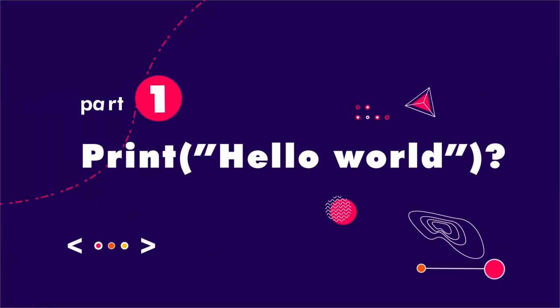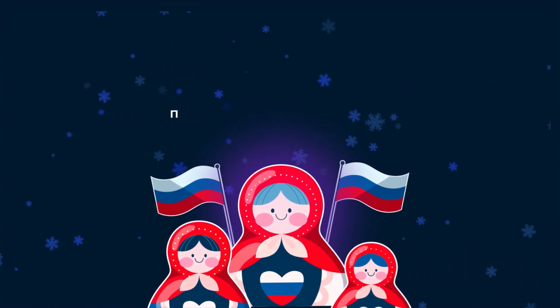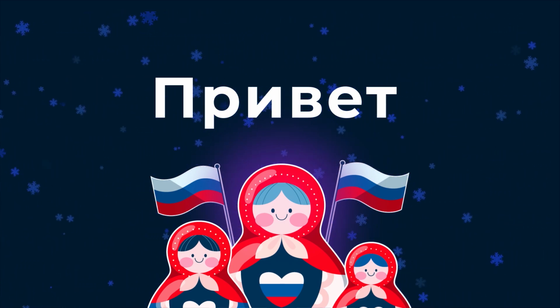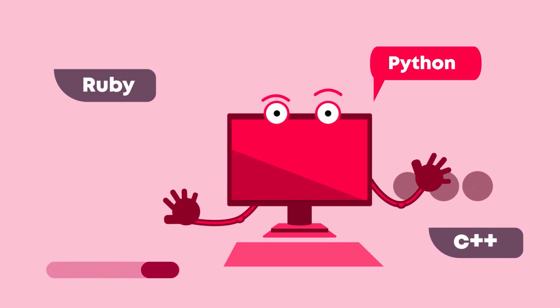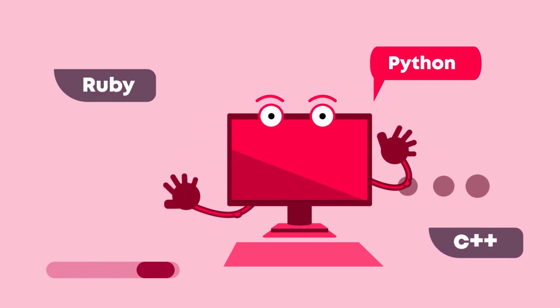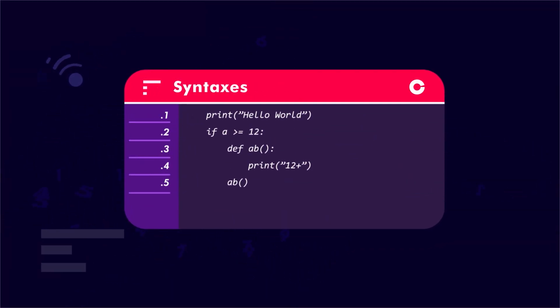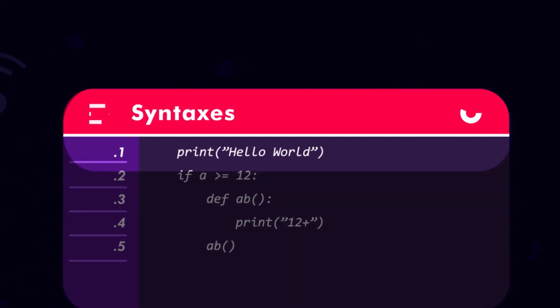Part 1. The print function. A man from Russia may not understand English. He understands the Russian language. Just like him, a computer understands languages that are made for them. These languages are called programming languages, like Python, C++, Ruby, etc. Just like other languages, these programming languages have their own words and grammar rules. These words and grammar rules are called syntaxes in programming.